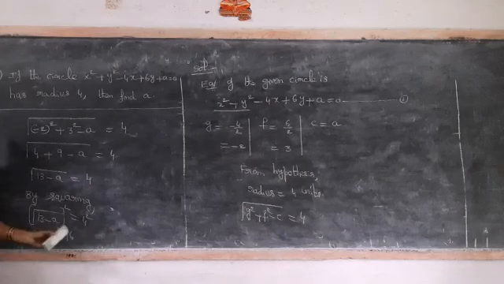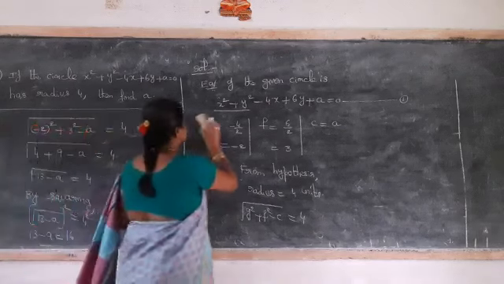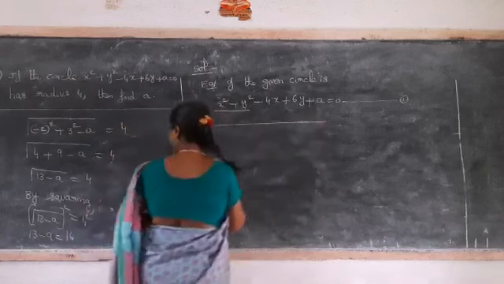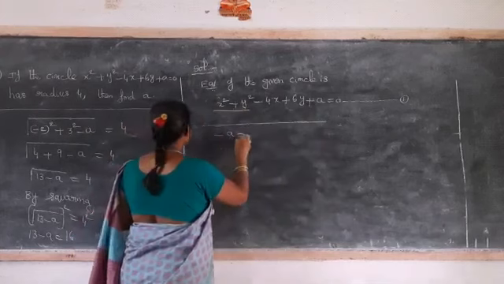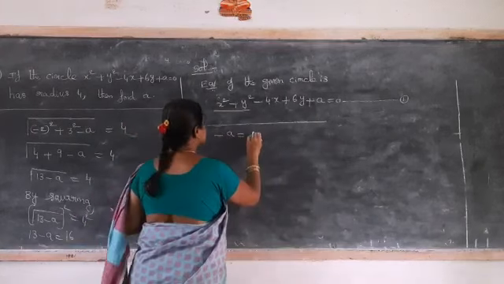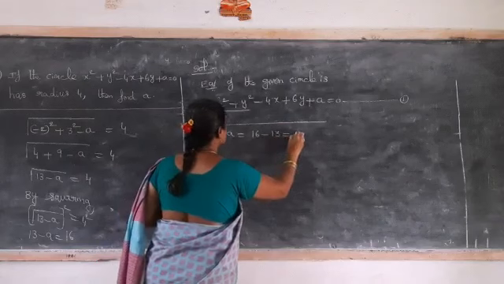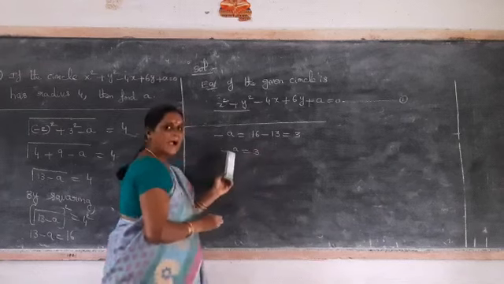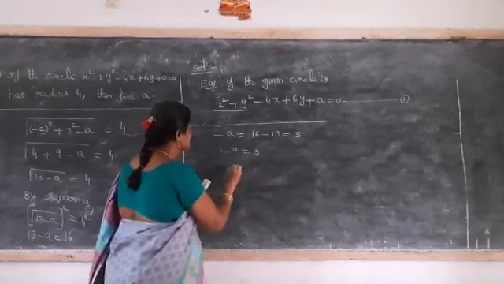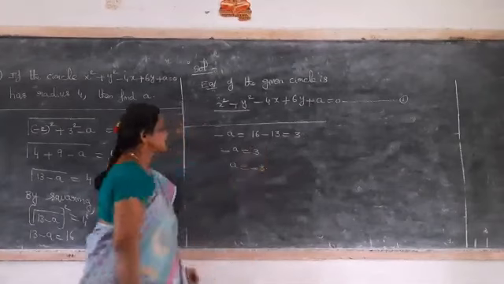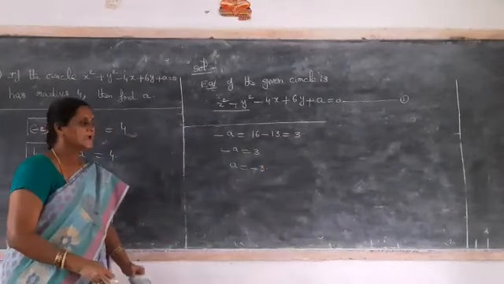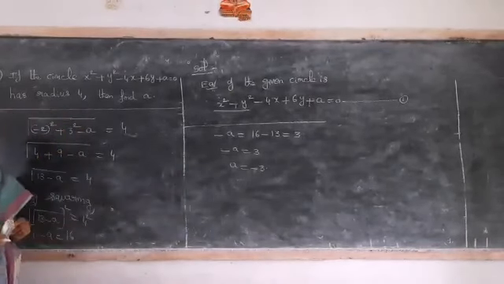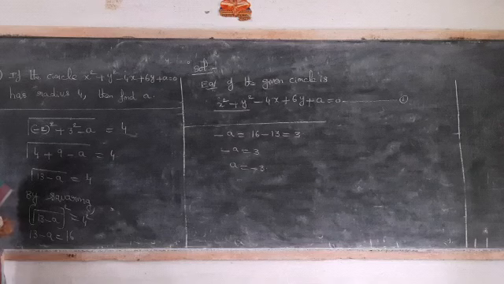Okay, I send 13 to the right side, you get minus a is equal to 16 minus 13, is equal to 3. So minus a is equal to 3. Now I want plus a, I change the signs, you get a is equal to minus 3. That is, we just simplified the hypothesis and we got the value of small a. Okay, this is our solution.